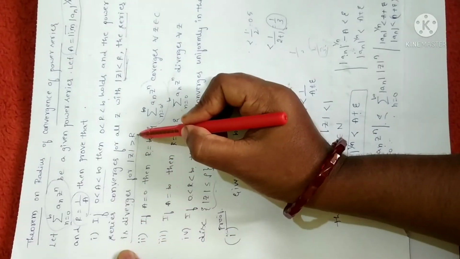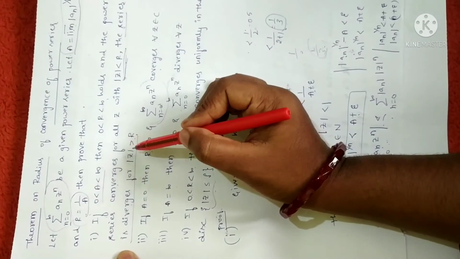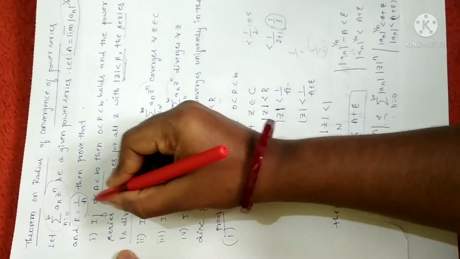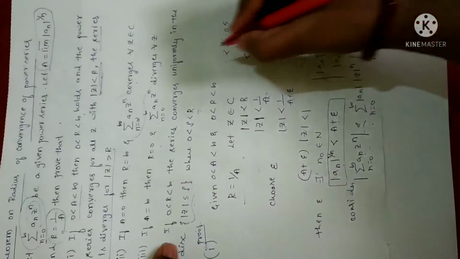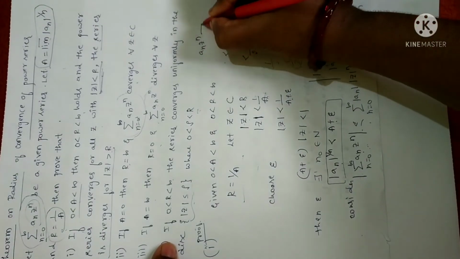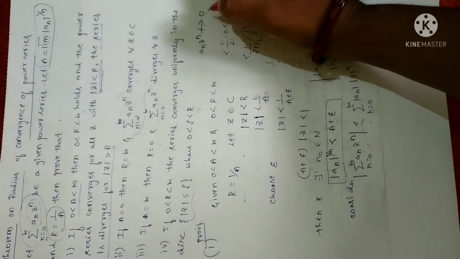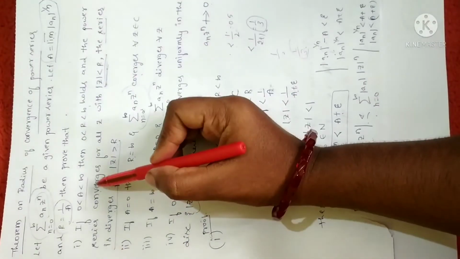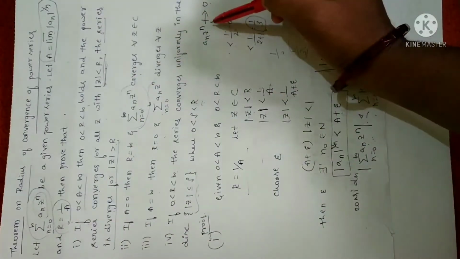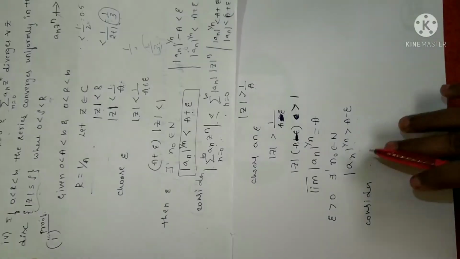So we are going to prove the given series is divergent. In the sense, we have to prove that the given series, n into z power of n, will not converge to 0. That is the meaning of divergent, right? So we have to prove that the given series n into z power of n is not converging to 0. So that is why we are doing all these things.